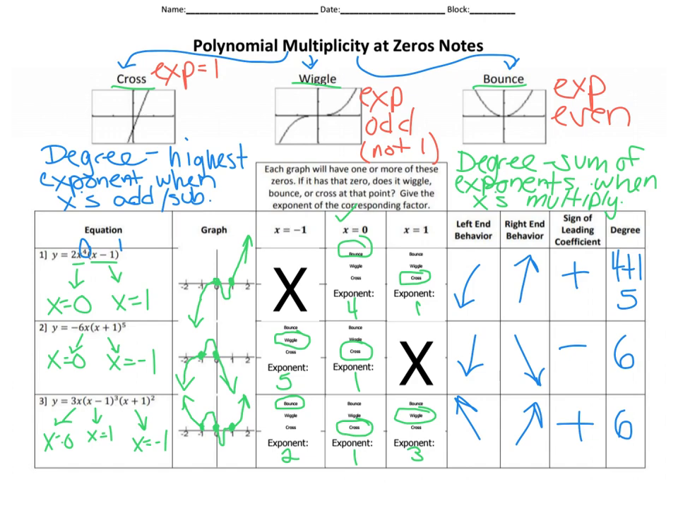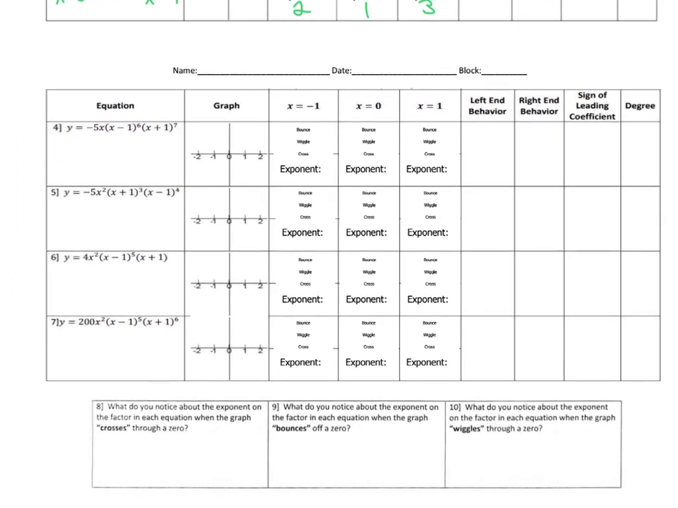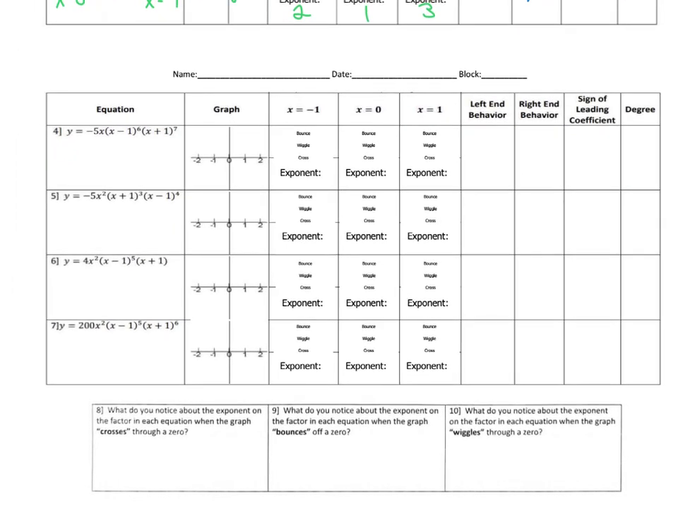So if you go to the next page, we're going to do some more of these, and these are going to show us the exact same pattern. It will be consistent to what we just discovered on the front, and then we'll fill in our boxes at the bottom to actually have that rule written out. So starting again with the familiar, let's get our degree down. The degree for number 4, well, we have -5x, that's a 1, x minus 1 to the 6th, that's a 6, and then x plus 1 to the 7th, that's a 7. So 1 plus 6 plus 7 is a degree of 14.